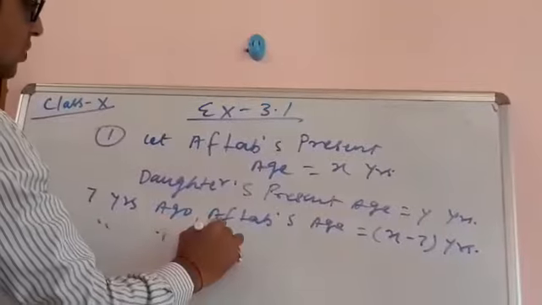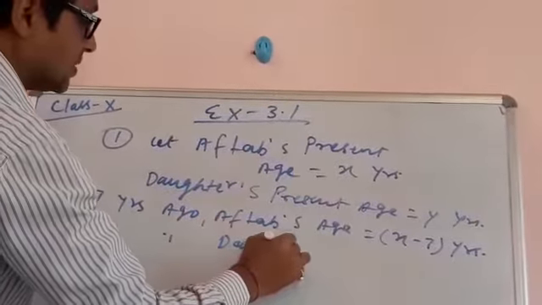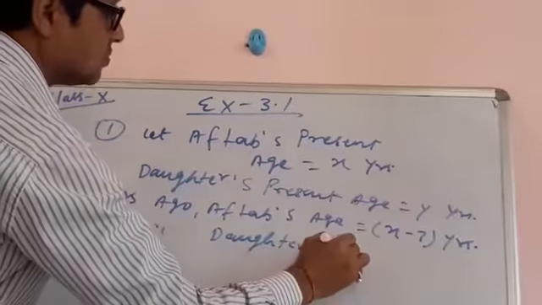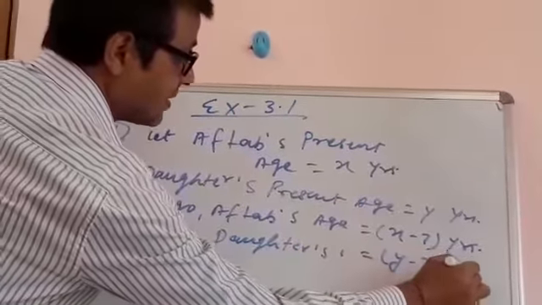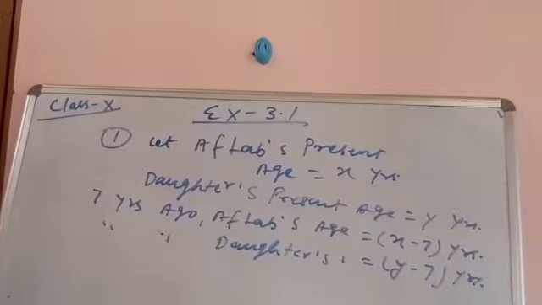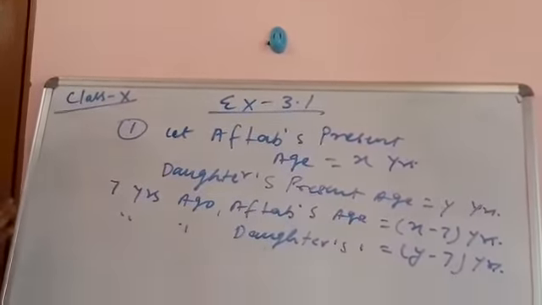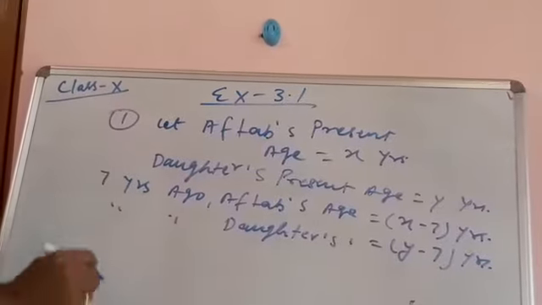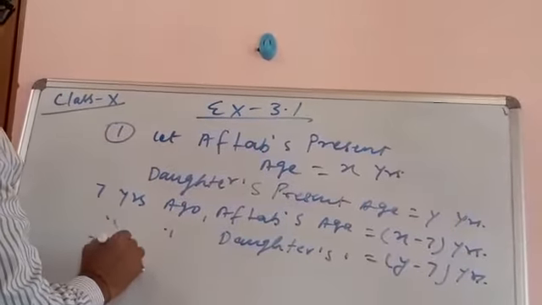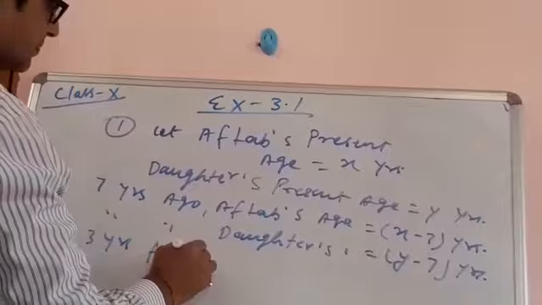7 years ago, daughter says. What would this be? This would be y minus 7 years. Now, we'll make one more situation which is given in the question. Then we'll go on finally with the question. 3 years from now. So, 3 years from now.